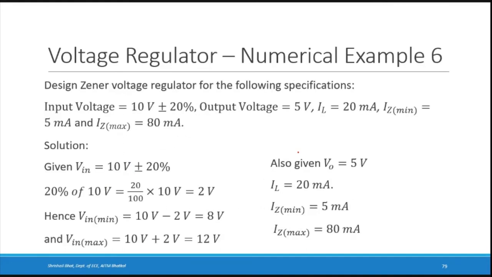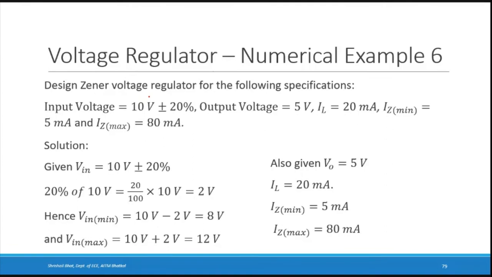We're asked to design a Zener voltage regulator for the following specifications. The input voltage is given as 10 volts plus or minus 20%. Output voltage is given as 5 volts. Load current IL is given as 20 milliamps. IZ min is given as 5 milliamps. IZ max is given as 80 milliamps. These are the given things. You are asked to design a voltage regulator.